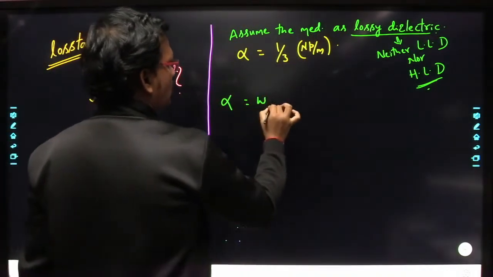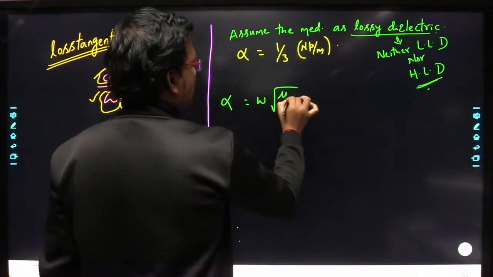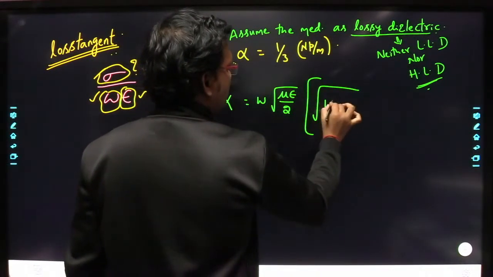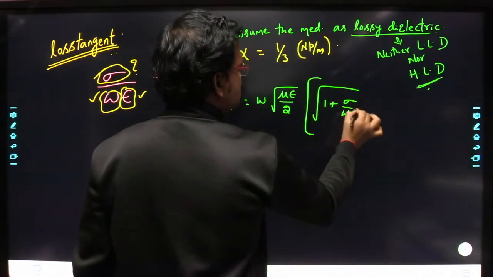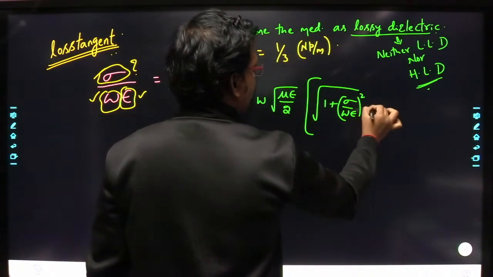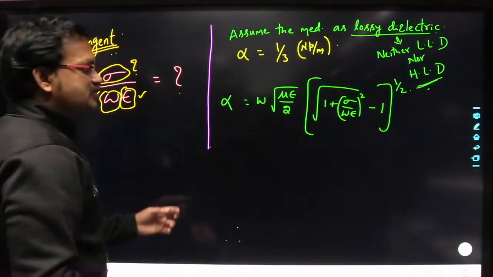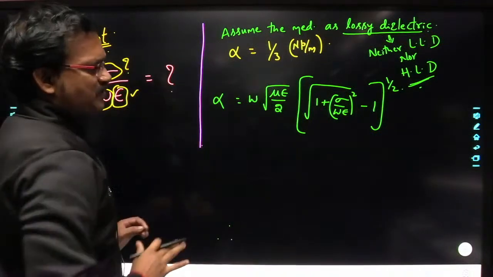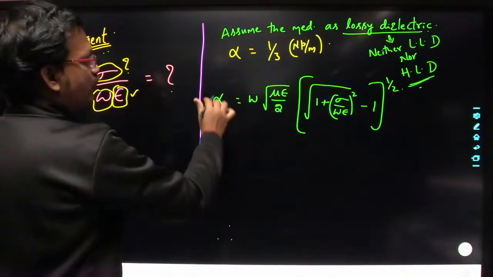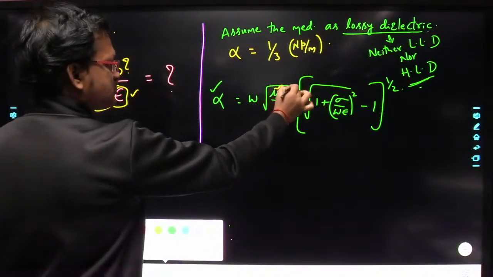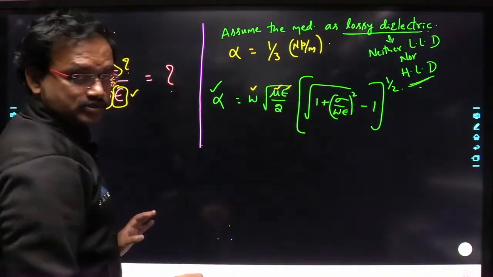Alpha is equal to omega into square root of mu epsilon by 2 into square root of 1 plus (sigma by omega epsilon) whole square minus 1, whole to the power of 1 by 2, right? So see here, from this expression we know the alpha value, and we know the mu and epsilon values, and we know the omega value also, right?